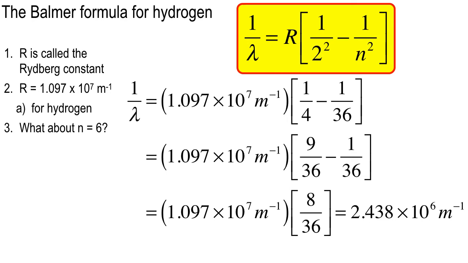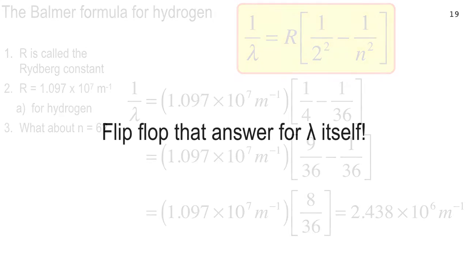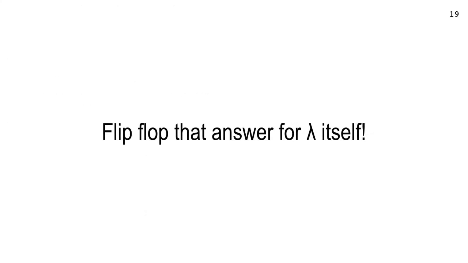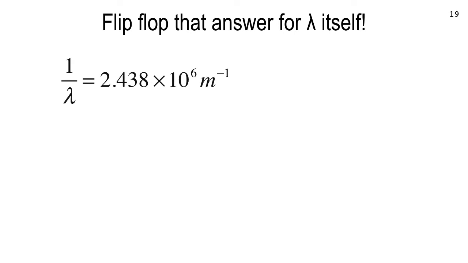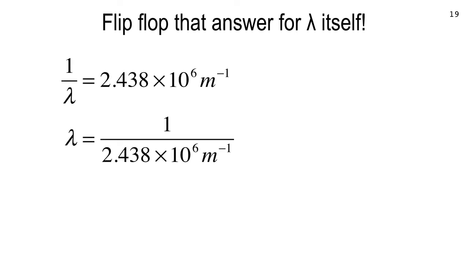Okay, all right, now we got to flip-flop that. If we want to get lambda itself, and put that in the table, we got to flip-flop that. So now on most calculators, there's a 1 over button. Sometimes it says x to the minus 1, right? And it might be a second button, all right? So you flip-flop that. That's like going 1 over 2.438 times 10 to the 6 meters to the minus 1.